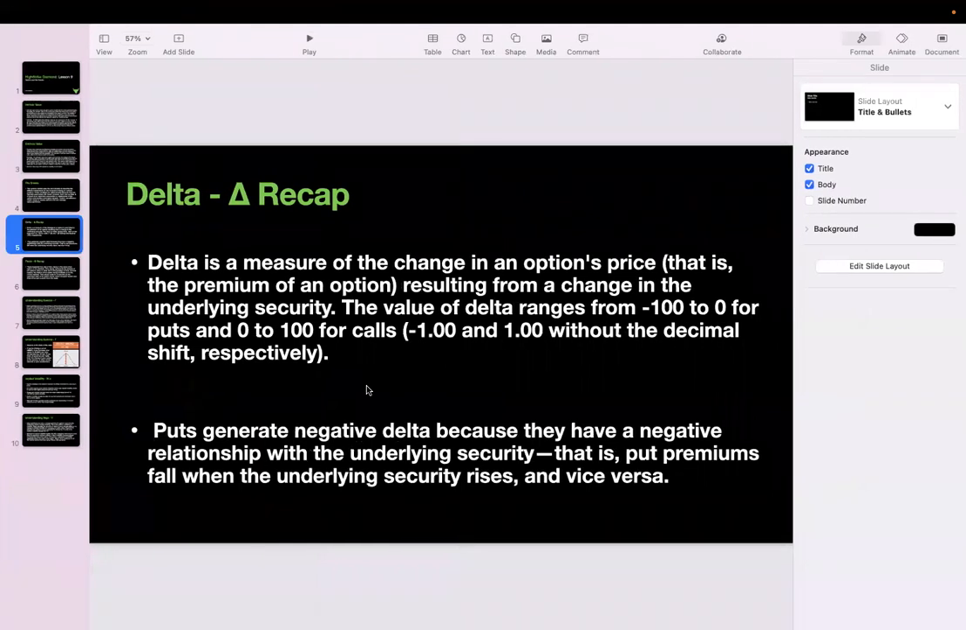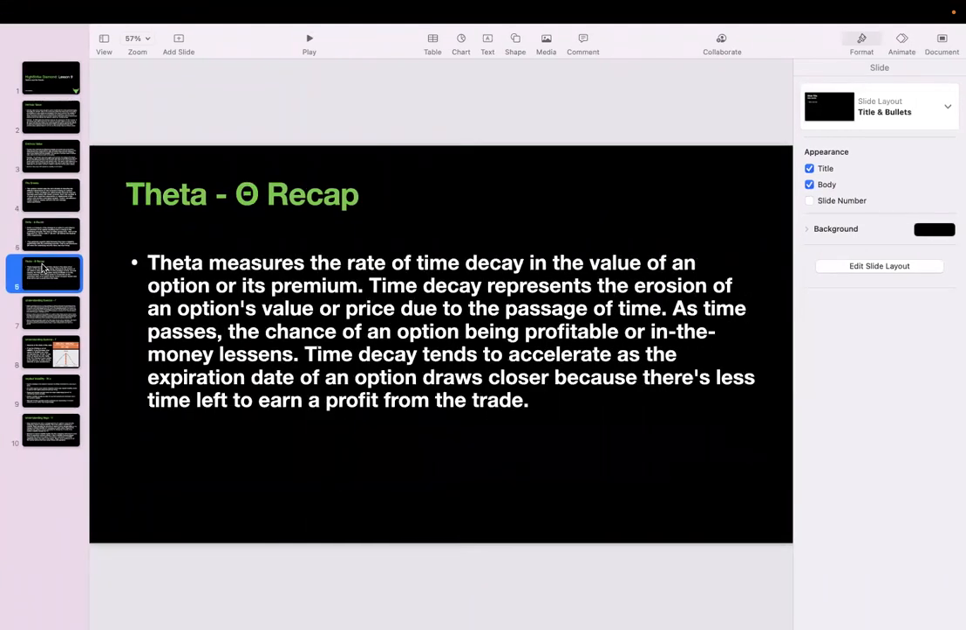So that's delta. Now let's recap theta. Theta measures the rate of time decay in the value of an option or its premium. Time decay represents the erosion of an option's value or price due to passage of time. As time passes, the chance of an option being profitable or in the money lessens. Time decay tends to accelerate as the expiration date of an option draws closer because there's less time left to earn a profit from the trade.